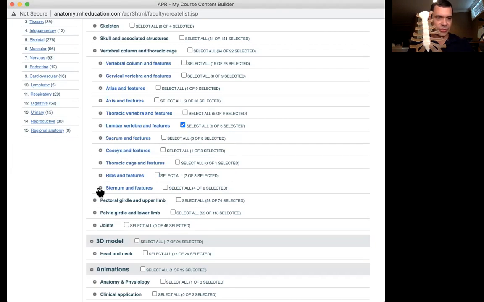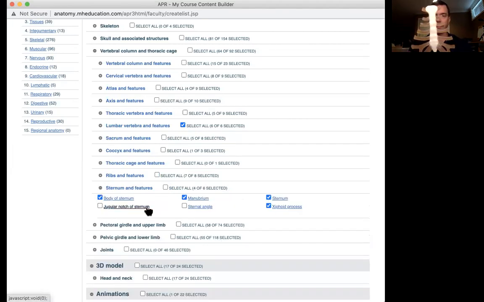Let me go down here to the sternum. Okay, so here we have the sternum. I have the three parts of it. I have the manubrium, the body, and then the little part down here that dangles is the xiphoid process. And that's what you'd obviously try to avoid if you want to do chest compressions. Okay, so manubrium, body, xiphoid process of the sternum. That's it.